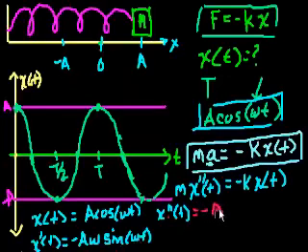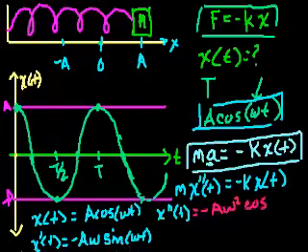I get minus a omega squared. And then the derivative of sine is just cosine, but the minus is still there because I have the minus to begin with. Minus cosine of omega t. Now let's see if this is true.